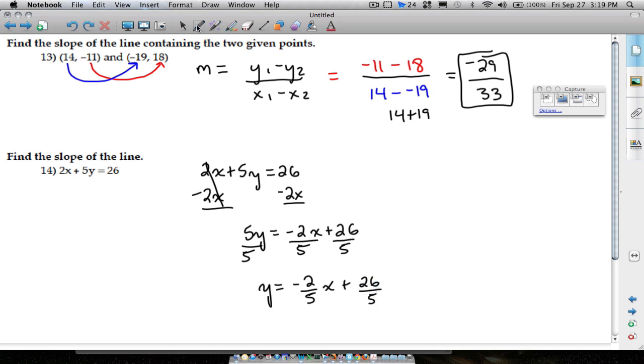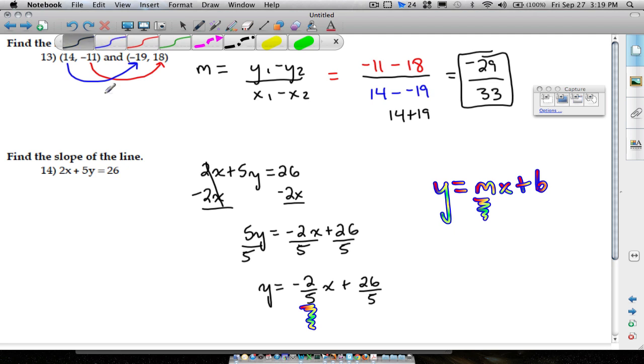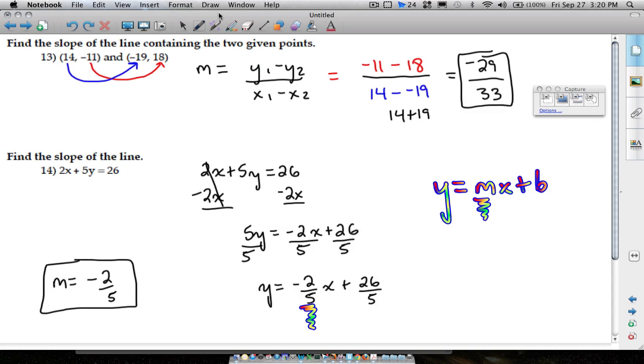The reason why I recommend getting y by itself is that a very popular form for the equation of a line is y equals mx plus b. Whatever that number is in front of the x, in this case negative 2/5, that's the slope of the line. So we can say the slope, or m, is equal to negative 2/5. That's the answer to number 14.